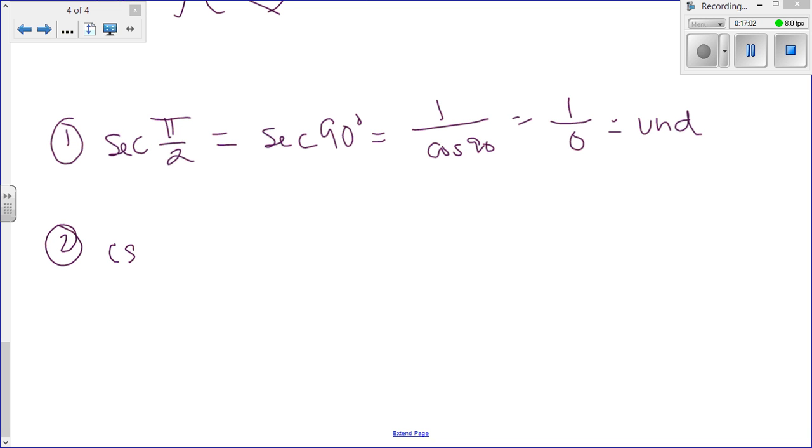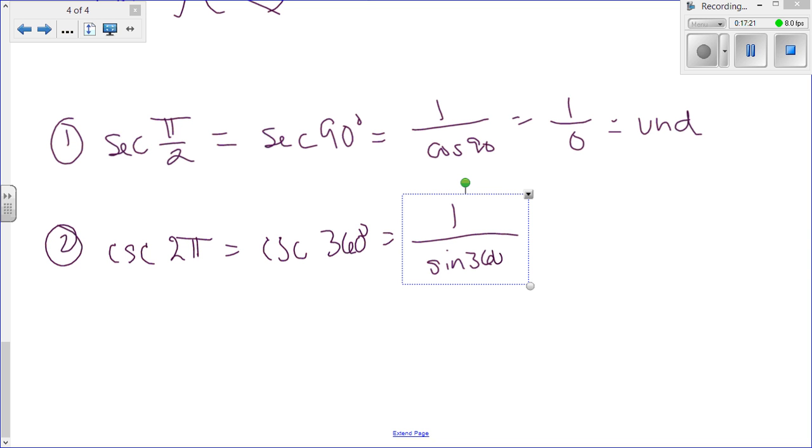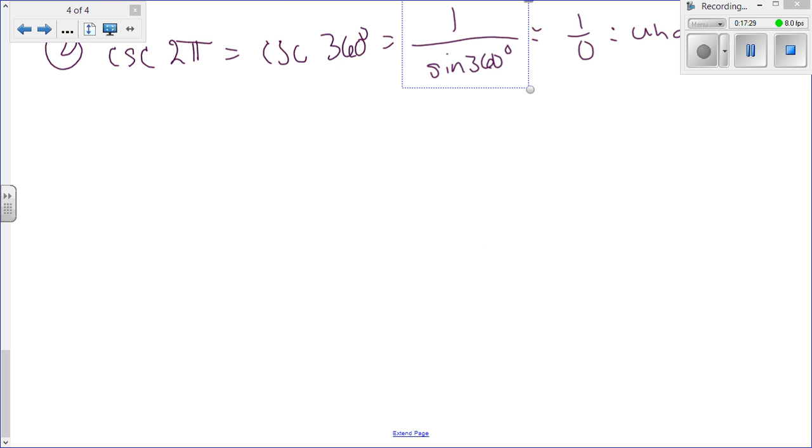Number 2 is the cosecant of 2 pi. Well, if pi is 180, then 2 pi would be 360. Again, no button on the calculator, so it's 1 over the sine of 360. Sine of 360 is 0. So again, we are undefined.